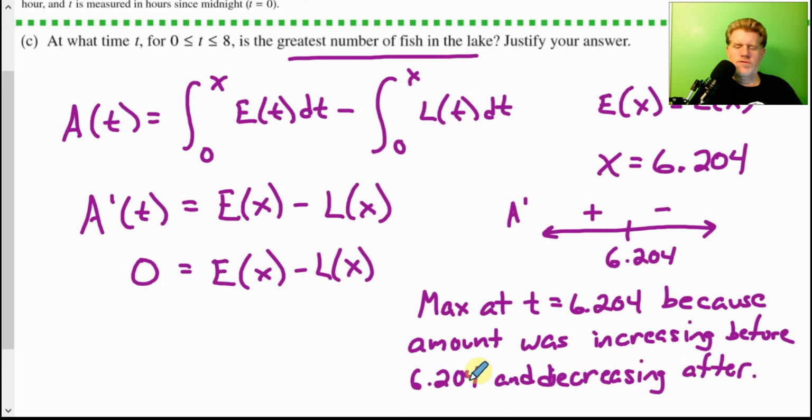If you look at the rubric that AP sent, they do it both ways. They do it as showing that it's a maximum. They also show it as testing the endpoints and finding the absolute maximum. And both ways are fine.